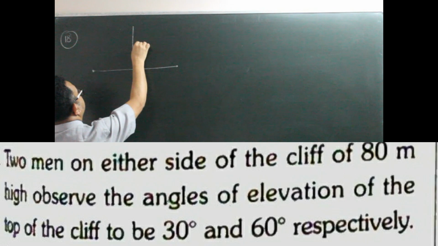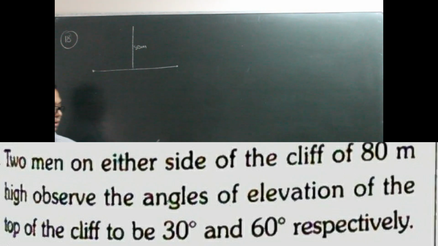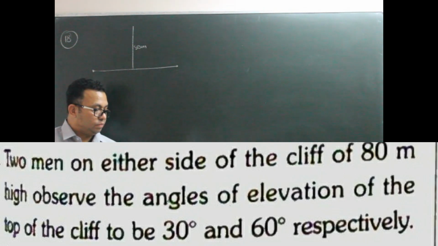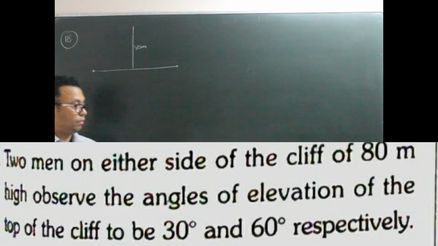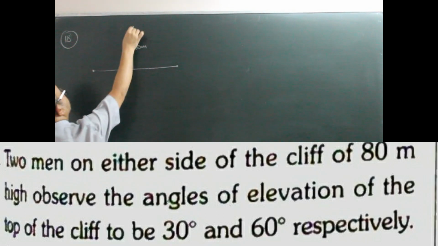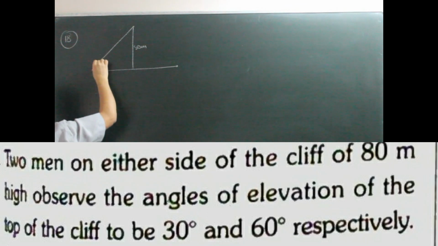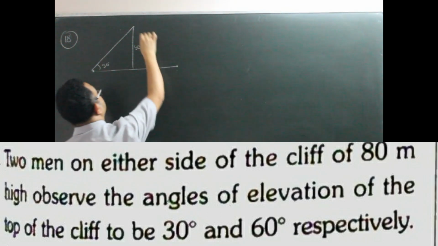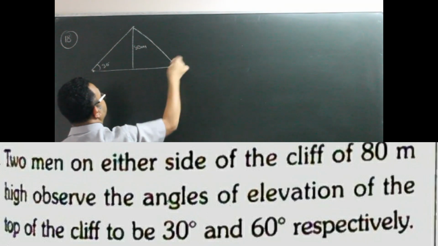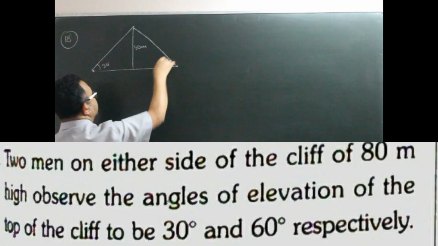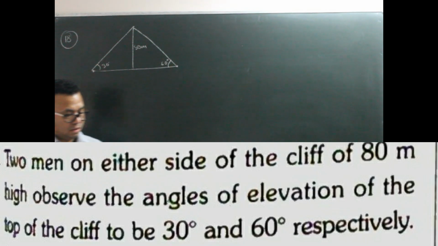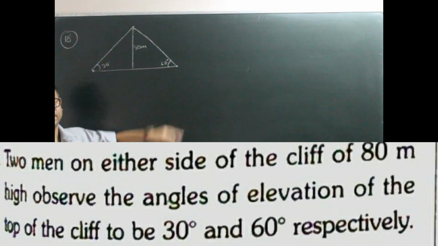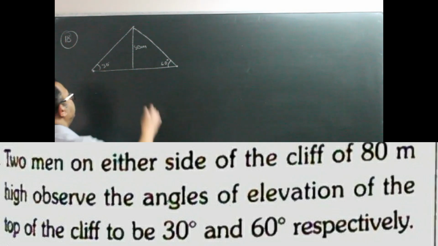So this cliff they are saying is 80 meter. Observe the angle of elevation of the cliff to be 30 and 60. So this person, when he is looking at the cliff, he finds that the angle of elevation is 30 degree. And this person, when he is looking at the same cliff from the other side, the angle of elevation is 60 degree. Respectively, find the distance between these men. So this men's distance, the total distance from here to there, how much is that? We have to find. Okay, let's give it a name.